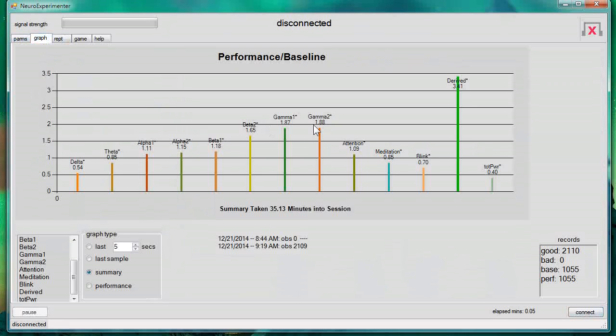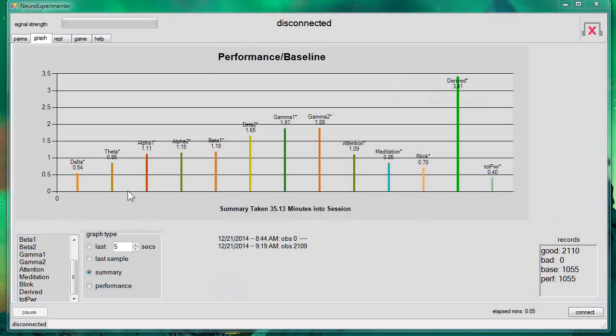Here's the graph, and as we would expect, the derived ratio of performance over baseline is about 3.5 times during the meditation part of the session as it is during the baseline or normal brain activity. This suggests that our formula is pretty good at discriminating between meditation and baseline, because during meditation the derived formula average is 3.41 times higher than it is during the baseline.